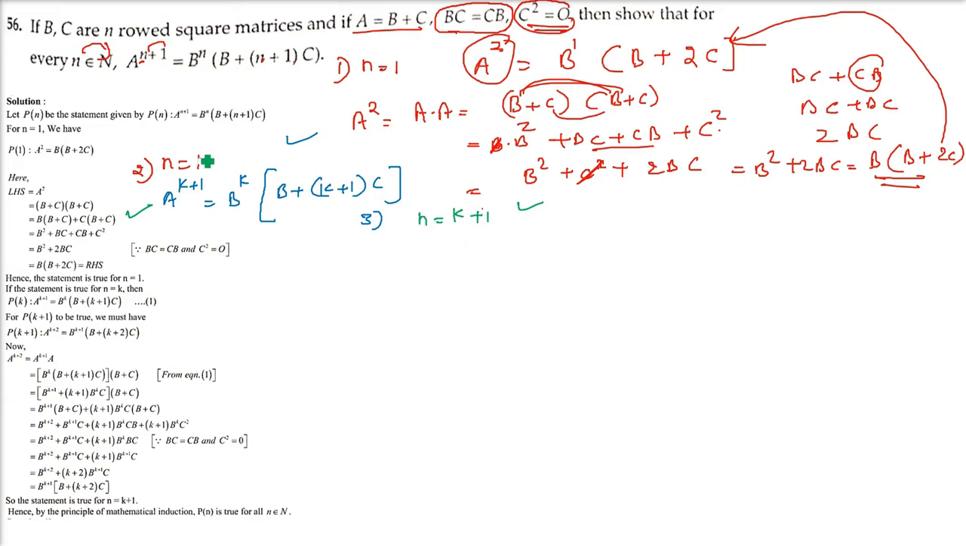Okay. So in place of n, I am writing k plus 1. So A raised, in place of k plus 1, plus 1 is already there. So A raised k plus 2.